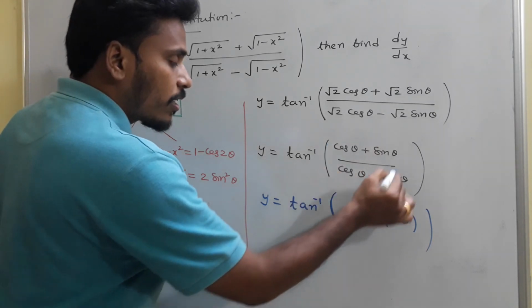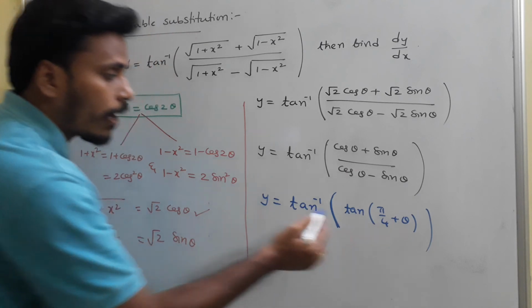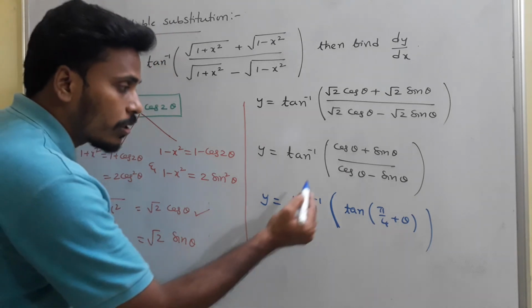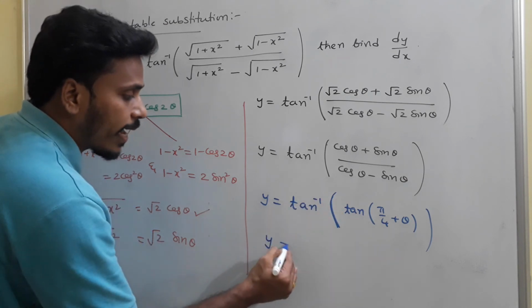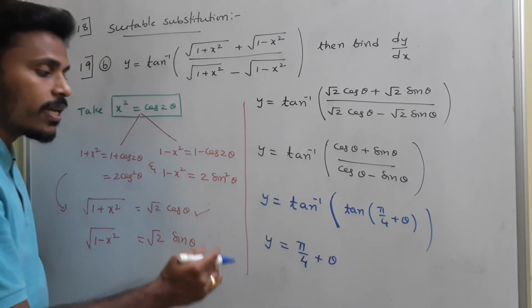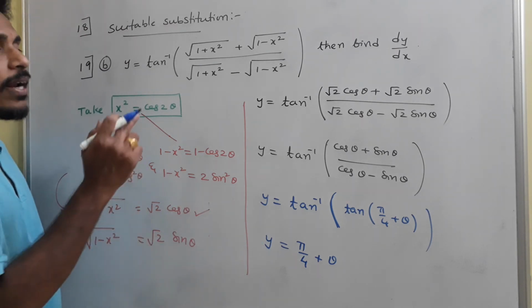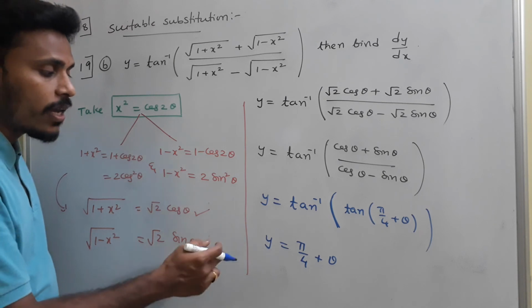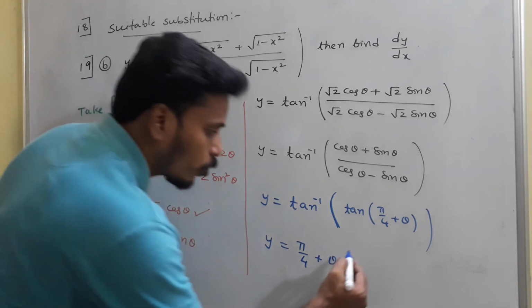So this cos theta plus sin theta by cos theta minus sin theta is tan of pi by 4 plus theta. Tan inverse tan of pi by 4 plus theta, the tan inverse and tan get cancelled and you are left with pi by 4 plus theta. So y is pi by 4 plus theta. Our target is to find dy by dx. So y is pi by 4 plus theta, and you just differentiate it with respect to theta.